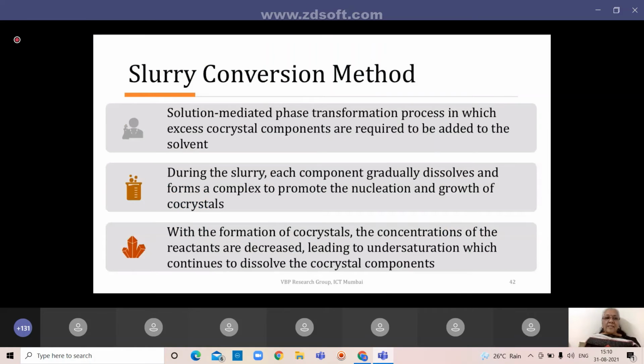Slurry conversion method. In this method, during the slurry, each component will gradually dissolve. So this forms a complex to promote nucleation and growth. But one needs to really modulate this process very well. You can use the gradient solvent method, just like in HPLC you use gradient HPLC. You can go on adding solvent, not all at once, but in a gradient manner.